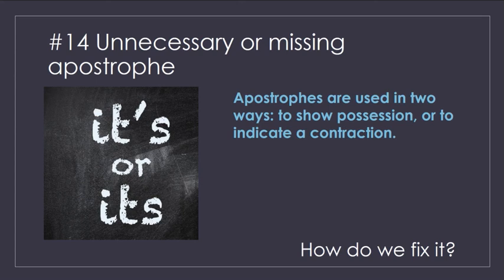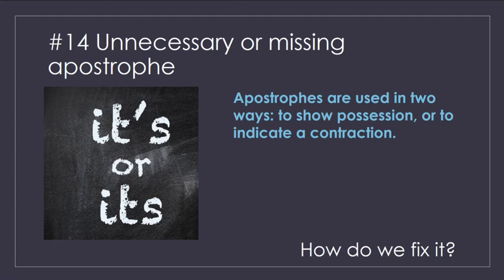Its, with no apostrophe, is possessive. It's, with an apostrophe, is a contraction, a shortening and combining of two words. It's can only mean it is or it has. That is all it can mean. Look for its and it's in your papers, and double check that they are correct. That is all you can do.